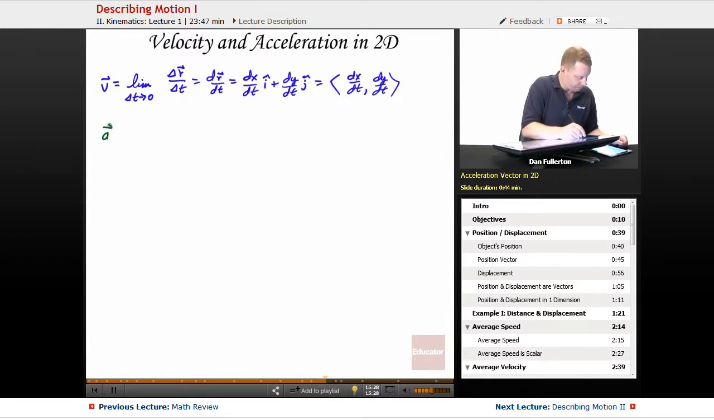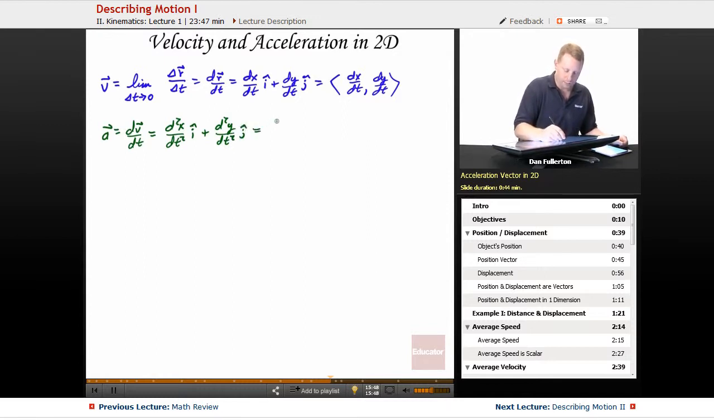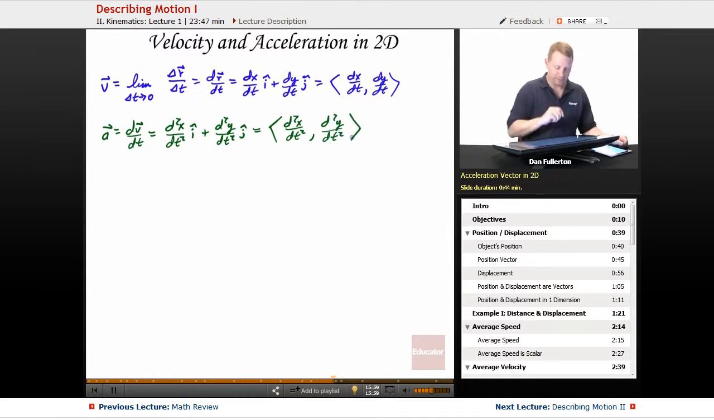Acceleration, then, is the derivative of velocity with respect to time, which would be the second derivative of x with respect to t in the x direction, plus the second derivative of y with respect to t in the y direction. Or in bracket notation again, d squared x over dt squared, comma, the second derivative of y with respect to t. All right, so you can keep expounding upon that for however many dimensions you need. Typically, we're going to be working with 2 and 3 dimensions in this course.